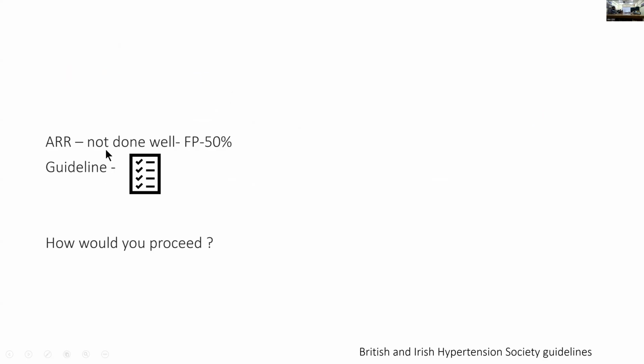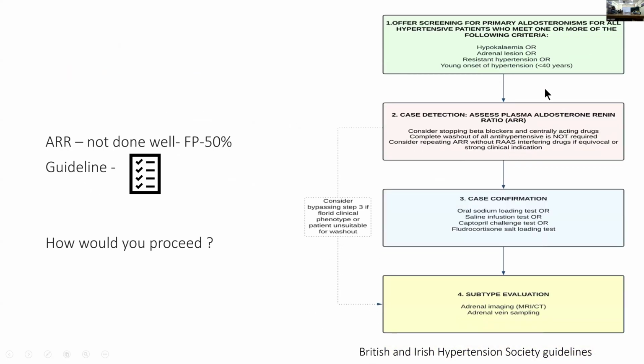So you know that the ARR, the hormone test which you do, if it is not well done, can have a false positive rate of 50%. So being the active physician, you would refer to the guideline. The guideline will tell you if you screen and your ARR is high, the next step is to confirm if there's biochemical hyperaldosteronism. You can do confirmation by any of the 4 tests. And then once you have confirmed it, you would proceed with the subtype evaluation. What is causing it? So what would you do for the patient? For both the patients, would you do the confirmatory test?